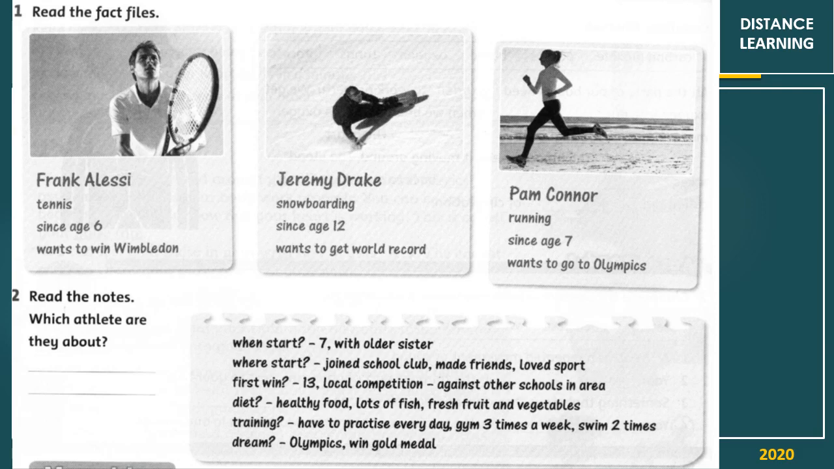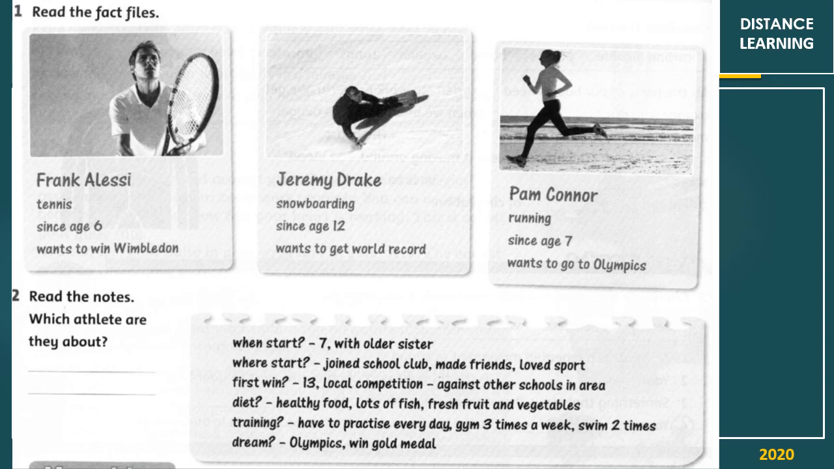Alright guys, so turning to page 80, we are going to talk about this exercise. This exercise is actually fun. It's about writing, right? So read the fact files. You have to read about the facts about these files. Whose files? The files of these athletes, right? Frank Alesi, Jeremy Drake, and Pat Connor. We have information about each of them. Read those facts and then move on to see what we are asked to do.